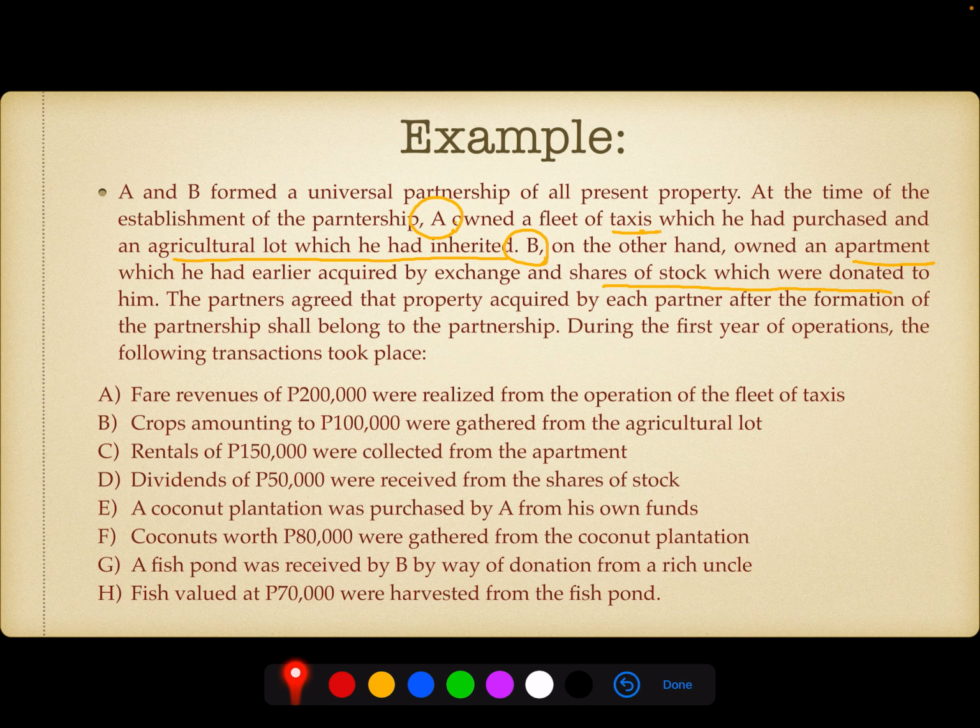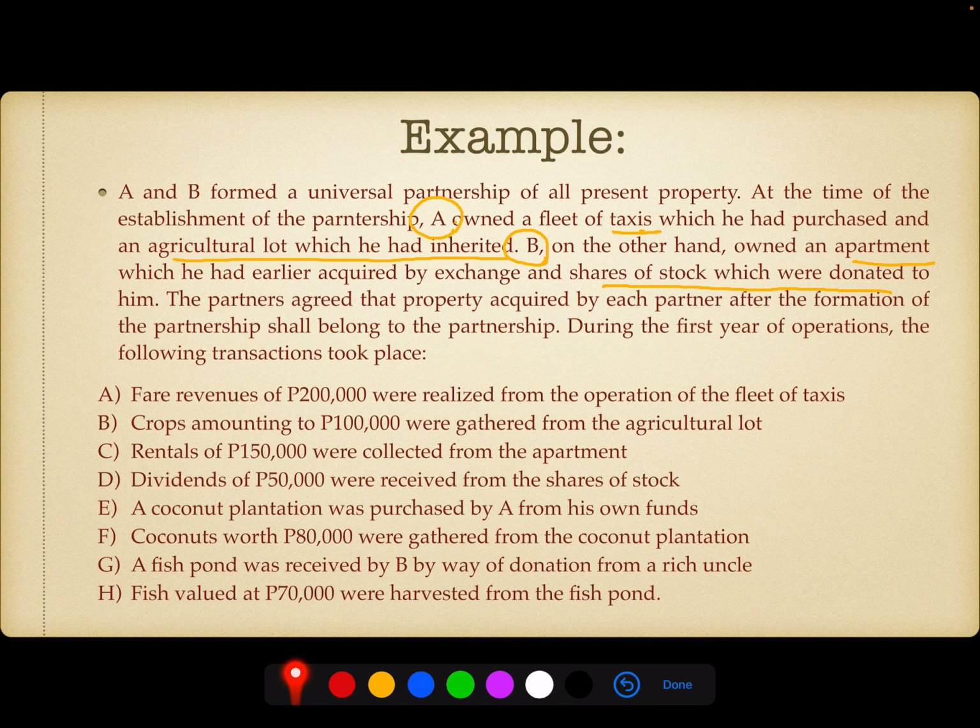Okay. So let's continue. During the first year of operations, the following transactions took place. A, fare revenues of 200,000 were realized from the operation of the fleet of taxis. B, crops amounting to 100,000 were gathered from the agricultural lot. C, rentals of 150,000 were collected from the apartment. D, dividends of 50,000 were received from the shares of stock. E, a coconut plantation was purchased by A from his own funds. F, coconuts worth 80,000 were gathered from the coconut plantation. G, a fish pond was received by B by way of donation from a rich uncle. And H, fish valued at 70,000 were harvested from the fish pond.